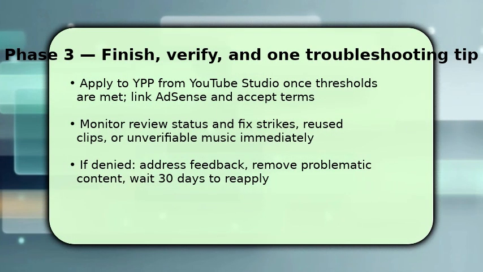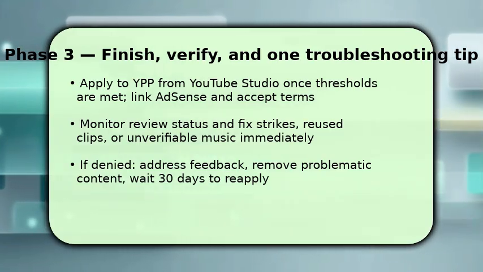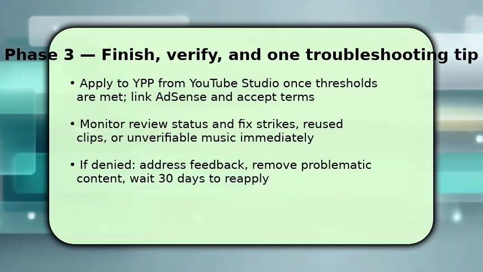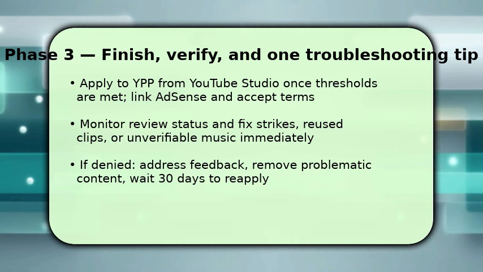If reviewers flag issues, act fast, remove reused clips, replace unlicensed music, and clear copyright strikes, because unresolved strikes block approval. If your application is denied, read the feedback, remediate specific problems, and reapply after 30 days. Meanwhile, keep publishing consistent, high-retention content so your next review looks significantly improved.